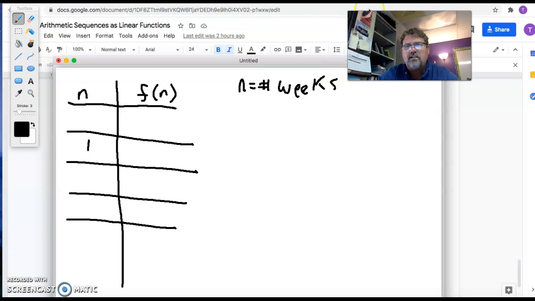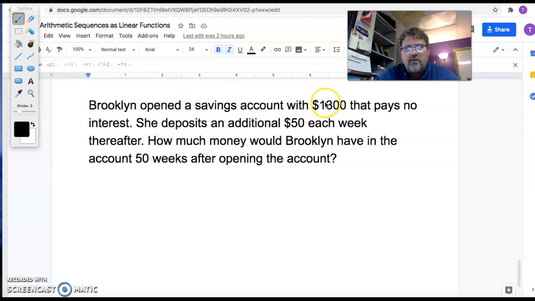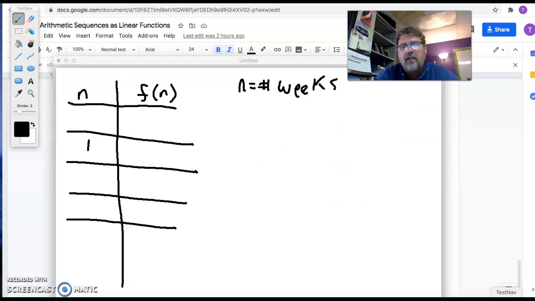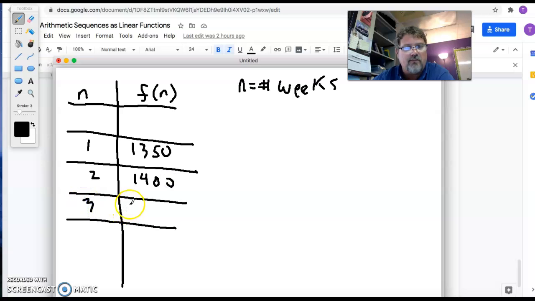And actually, this $1,300 we're looking at, if you take a look at where that's coming from, this $1,300 happens before a week is over. That's what she puts in sort of like at time 0. So that's one of the issues. After a week, if she's making deposits of $50, after the first week, 1 week has passed, there's $1,350 in there, right? In the second week, there's $1,400. The third week would be $1,450, and so on. We could keep on going with this, right?